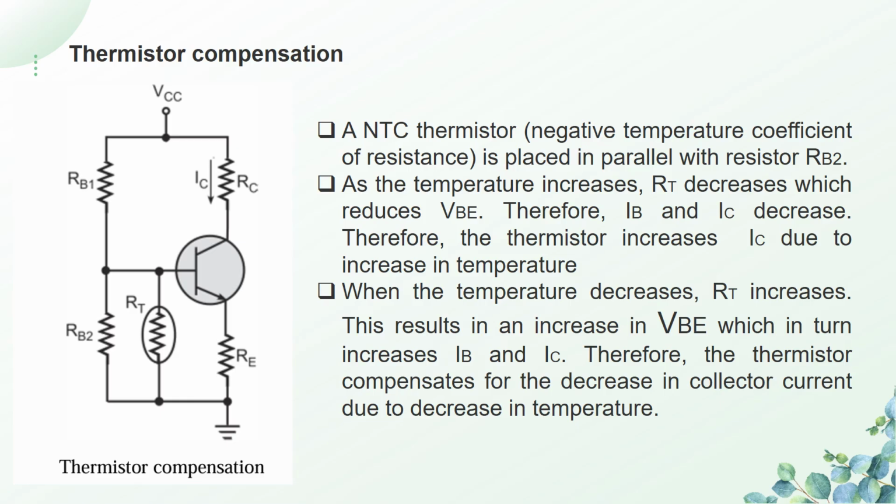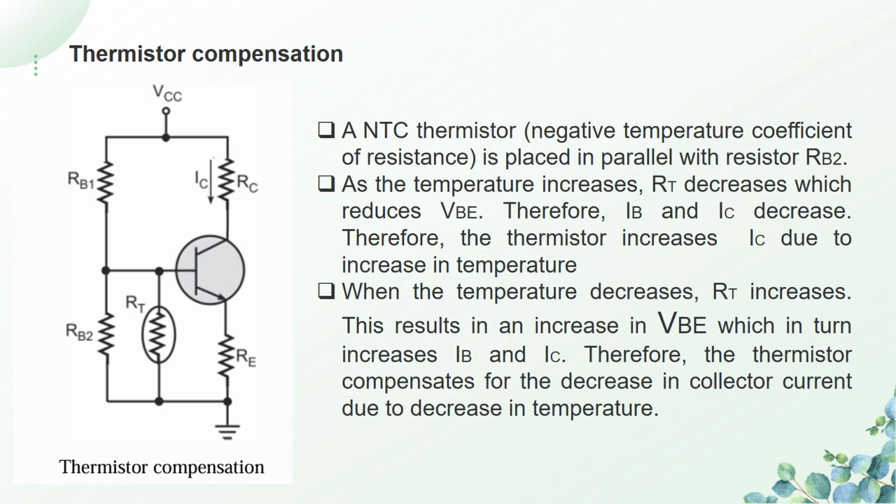The last method of compensation is thermistor compensation. In this method, a thermistor is connected from the base to the ground of the transistor. The thermistor used here has a negative temperature coefficient of resistance, which means that whenever temperature increases, the resistance of the thermistor will decrease. Consider the case when the temperature increases: the value of RT decreases, which reduces the voltage VBE.